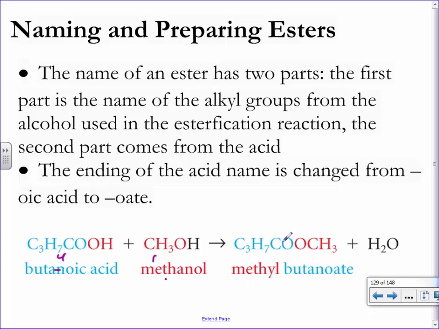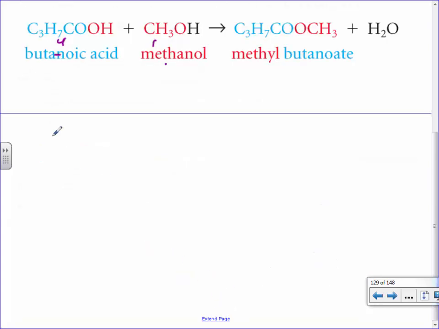Why don't I try drawing it out just to make sure you kind of visualize it? Butanoic acid should look like this. 1, 2, 3, 4 in a row. 1, 2, 3, 4, 5, 6, 7. This guy goes up like that and to there. There's your butanoic acid. Your methanol would look like this. I'm going to put the alcohol on this side over here. So there's our initial amounts.